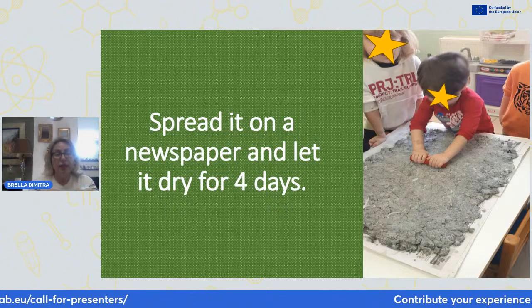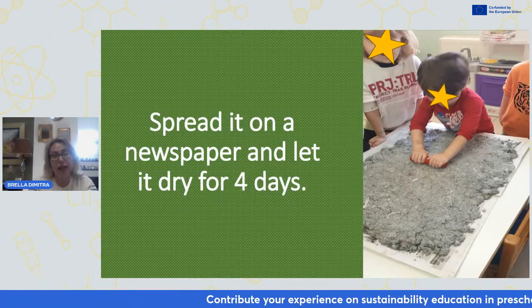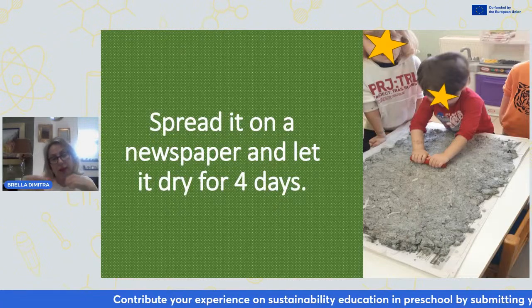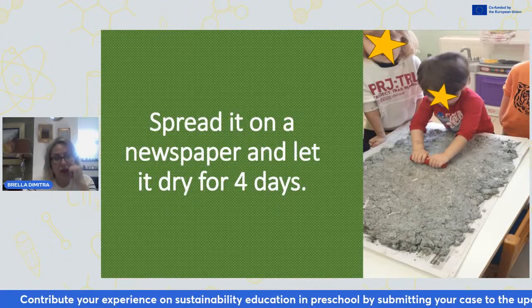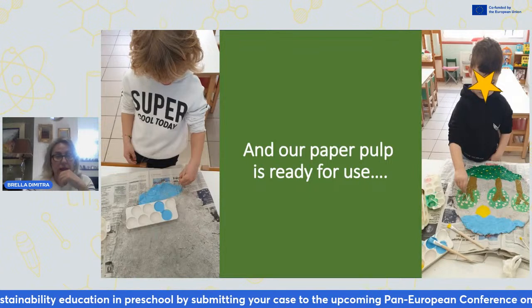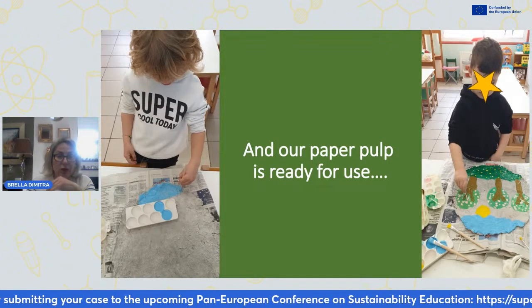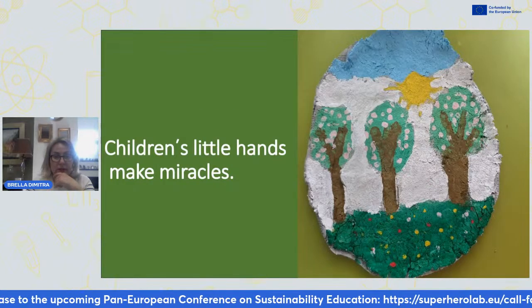Spread it on newspaper on a table and let it dry for 4 days. Sometimes we want a little more, 5 or 6. And our paper pulp is ready for use. You can see children draw with it.